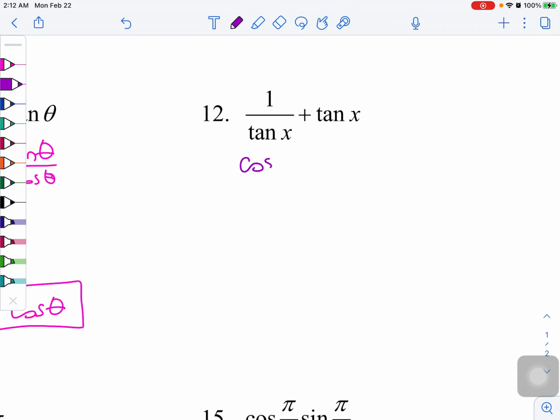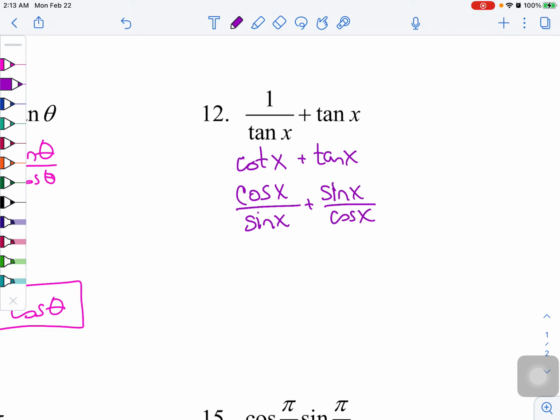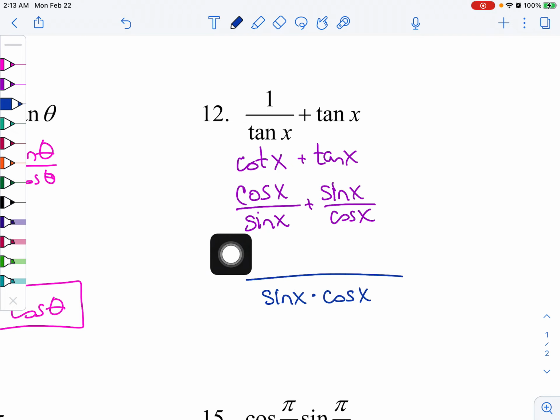So let's see what we got here. 1 over tangent of x is cotangent of x, plus tangent of x. So let's see, cotangent x is cosine x over sine x. Tangent of x would be sine x over cosine of x. I don't have a common denominator here, so let's see what happens if I create a common denominator of sine x times cosine of x.